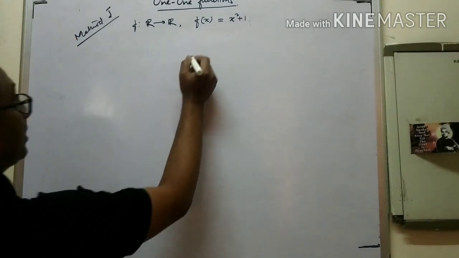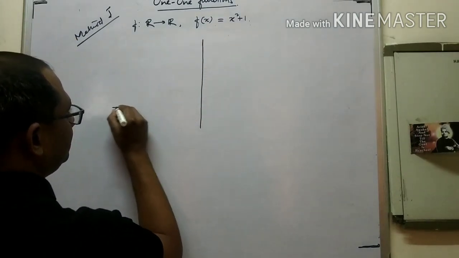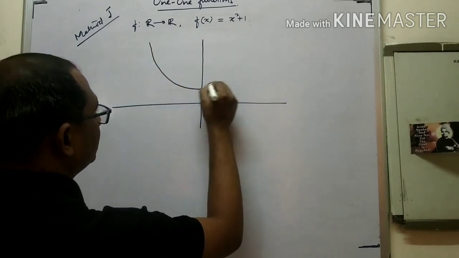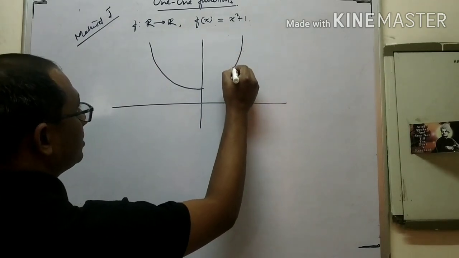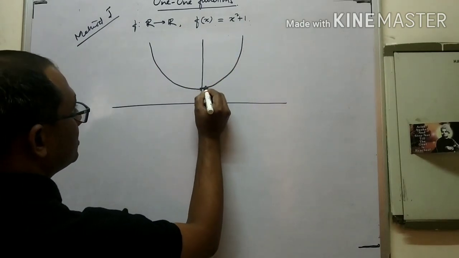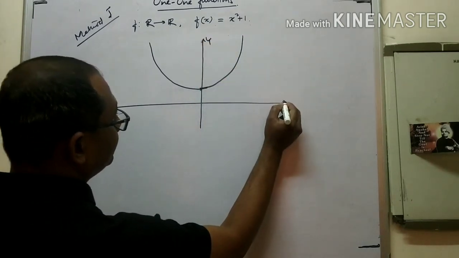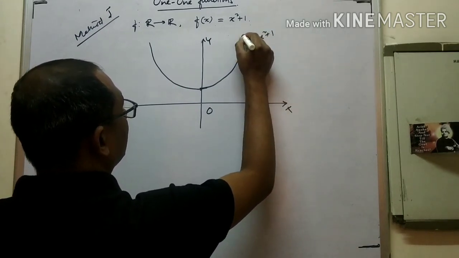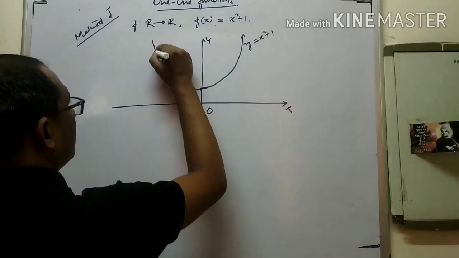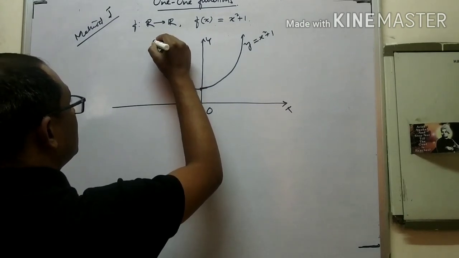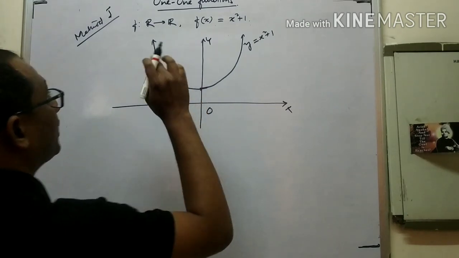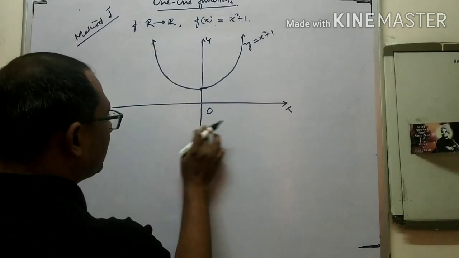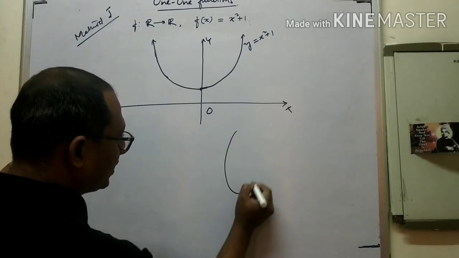Okay, x square plus 1 obviously will be a parabola passing through (0, 1). Right? So this will be the graph of y equal to x square plus 1. Now we have to learn how to analyze one-oneness from the graph of a function. Again, so let me bring that one-one definition again here.